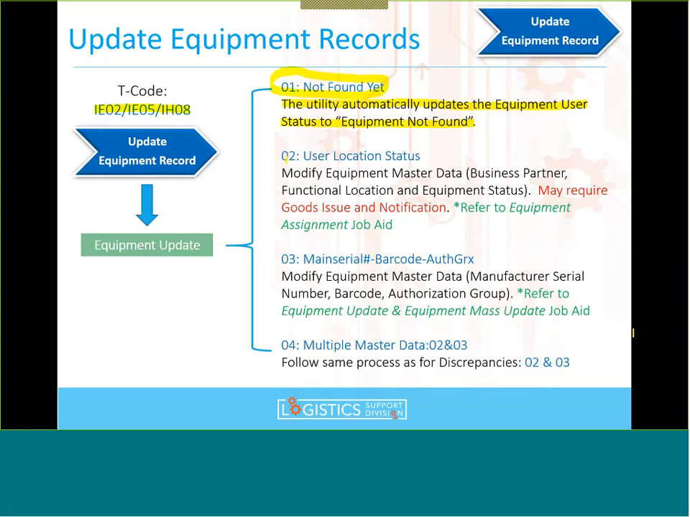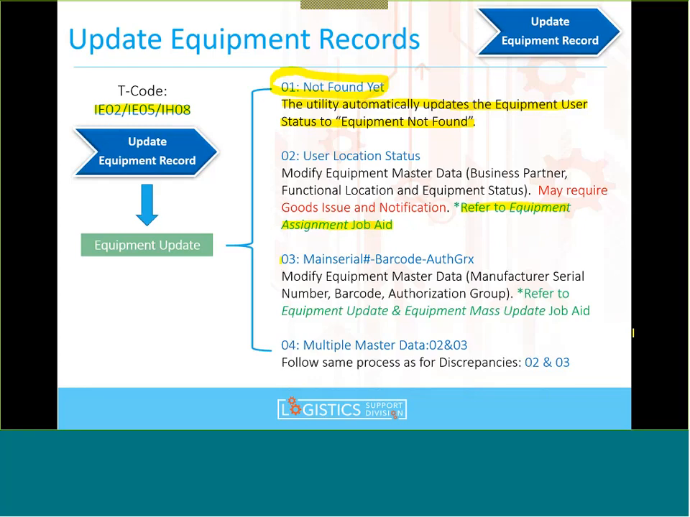Okay, and then again, remember the discrepancy 02 user location status. So what we're modifying: business partner, functional location, and equipment status. Now we know that changing these by the SD11 may require goods issue and also a notification. So again, as the job aid indicates, refer to the equipment assignment job aid. And I believe there's a link to these job aids in this PowerPoint as well.